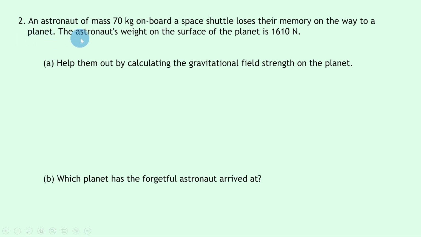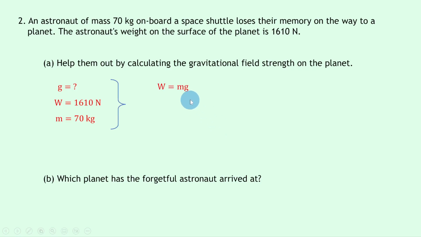Lastly, question 2 says an astronaut of mass 70 kilograms on board a space shuttle loses their memory on the way to a planet. The astronaut's weight on the surface of the planet is 1,610 newtons. Part A says to help them out by calculating the gravitational field strength on the planet. Well, writing down what we know from the question, we're trying to find the gravitational field strength g. We know the weight W is 1,610 newtons and the mass M is 70 kilograms. Then writing down our equation, we have W equals mg.